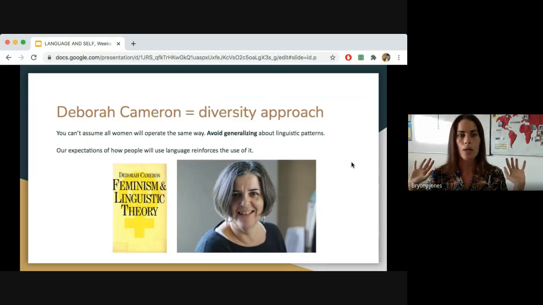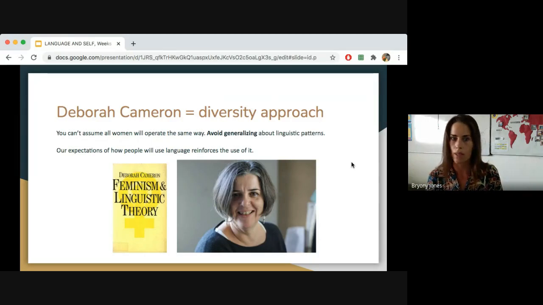I want to introduce you to Deborah Cameron. She's a badass feminist, and she is known for her diversity approach. She wrote a book called Feminism and Linguistic Theory. Here's a picture of her. And you can just read this. Basically, her conclusion is, and I think a lot of theorists, a lot of linguists would probably agree with her, you can't assume all women are gonna operate the same way. So Genderlect, we need to be careful when we're stereotyping and we're generalizing. Oh, women speak like this and men speak like that. It's not always like that. It depends on the woman, it depends on the country, it depends on the workplace, it depends on so many other things, it depends on that woman's personal history or idiolect, right? So we should avoid generalizing is what she's saying.